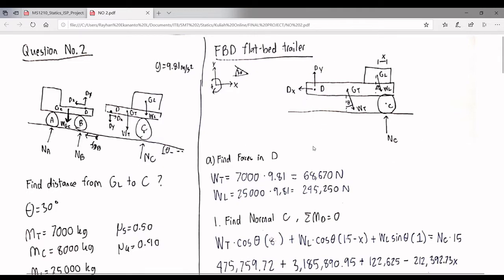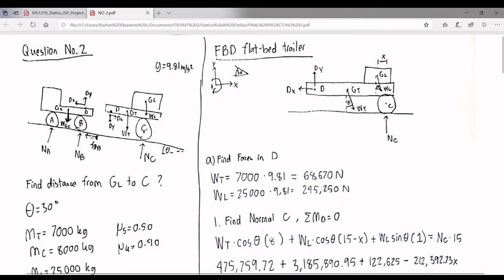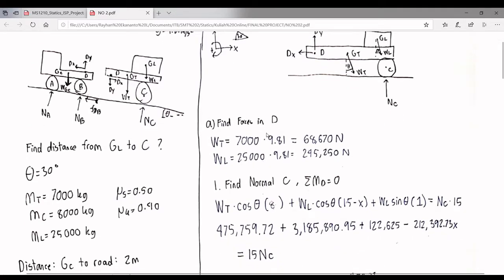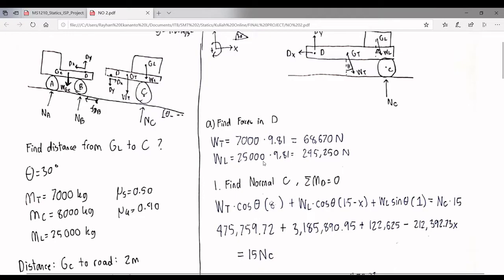So first of all, we need to find the forces in D, which is the pin, and we use the xy coordinate with the 30 degrees angle. In C we have only normal force because the torque of the wheel is transmitted only to the rear wheel of the tractor head. So the friction force is only located in B. To find the force in D, we need to find the weights, with Wt equals 7,000 times 9.81, where gravity is 9.81, and WL is 25,000 times 9.81.